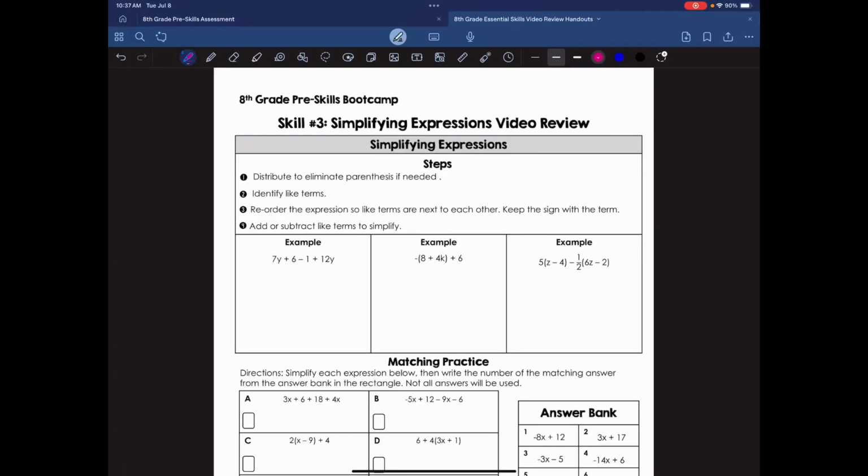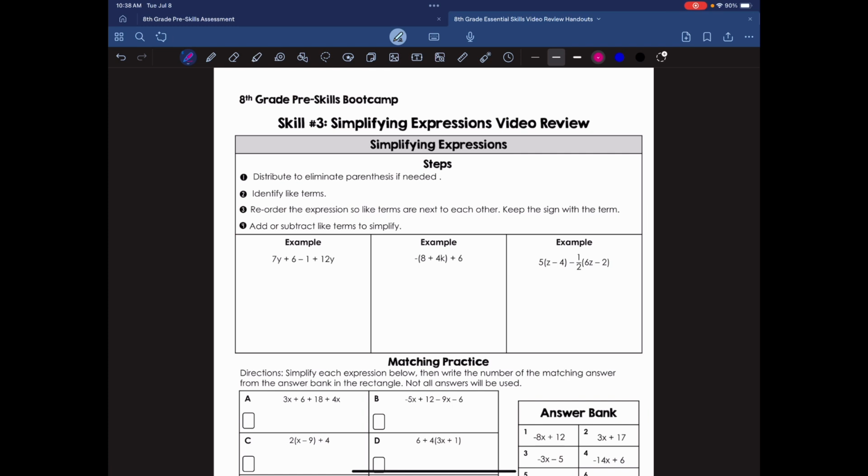All right, we're still working on skill number 3, but in this video, we are going to be applying what we learned about combining like terms and the distributive property to go ahead and simplify some expressions. So let's take a look at our basic steps for simplifying expressions, and then we'll go into some examples.